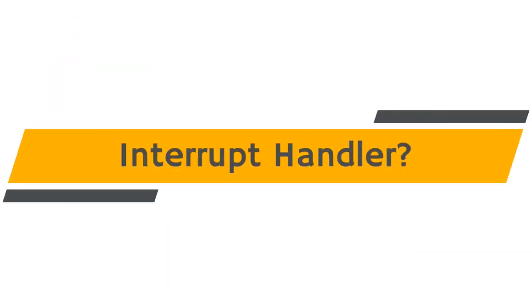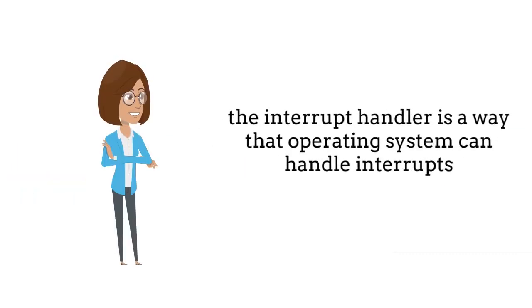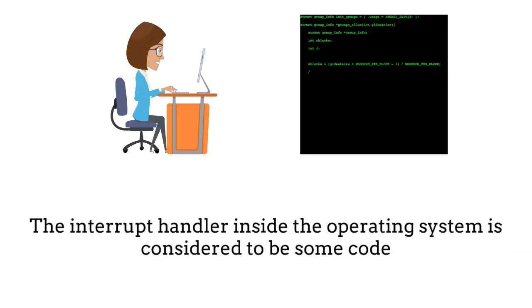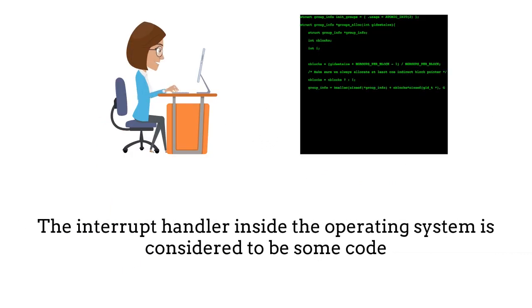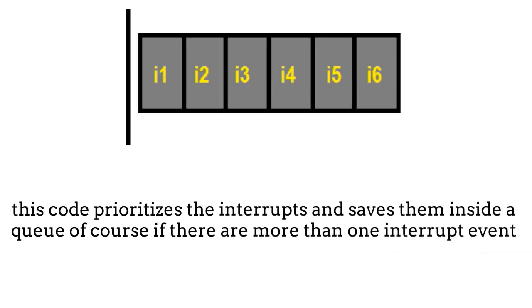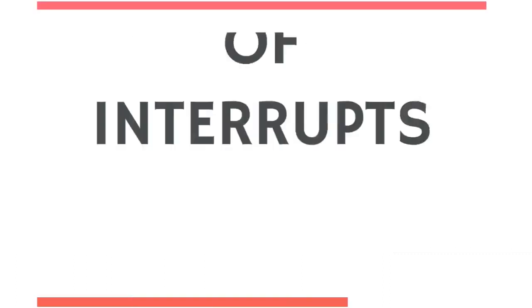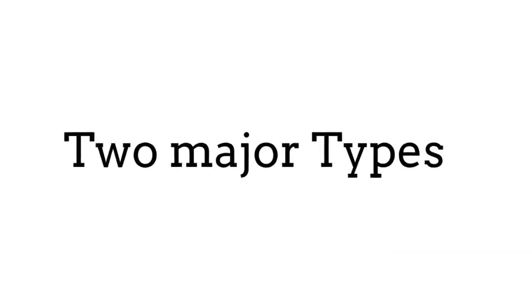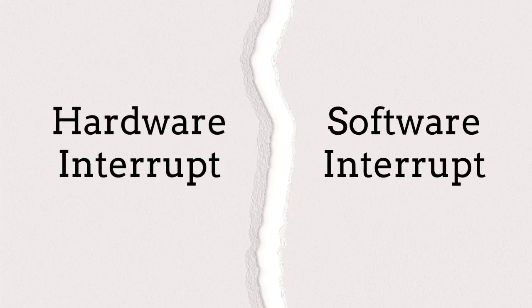You may ask, what is an interrupt handler? As is evident by the name, the interrupt handler is a way that the operating system can handle interrupts. The interrupt handler inside the operating system is considered to be some code. This code prioritizes the interrupts and saves them inside a queue, of course, if there is more than one interrupt event. There are many types of interrupts, but we have two major types. The two basic types of interrupts are hardware interrupts and software interrupts.